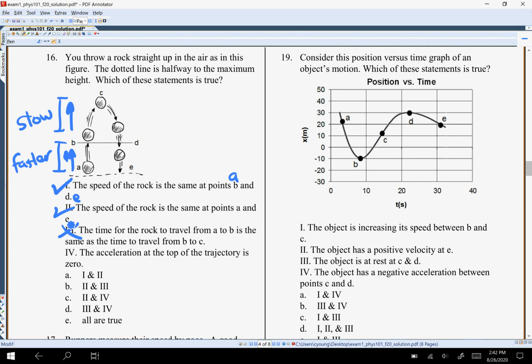And the acceleration at the top of the trajectory is 0. Also not a true statement. In fact, at the top the acceleration is always equal to minus 10 meters per second squared. The velocity in this case is constantly changing at this rate of minus 10 meters per second per second. Now, the velocity at the top, of course, is equal to 0, but not the acceleration. So just 1 and 2 are correct.